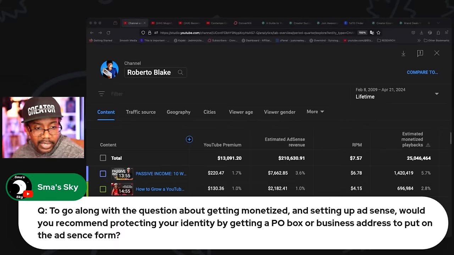SMA Sky says, question Roberto, to go along with the question about getting monetized and setting up AdSense, would you recommend protecting your idea by getting a PO box or business address to put on the AdSense form? It depends, because there may be some physical verification process. So you will want it to be a physical address you have access to in terms of a business address. But yes, to protect your identity a little bit more, that is ideal. And look into things like a virtual address that can help for those concerned about anonymity to an extreme. Absolutely. So I would agree with that.